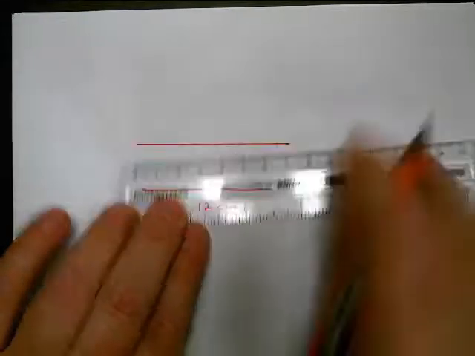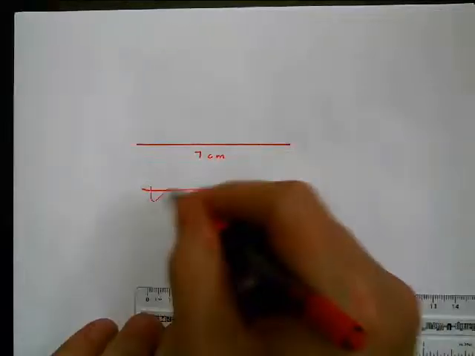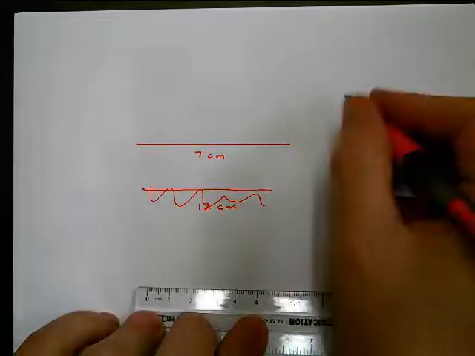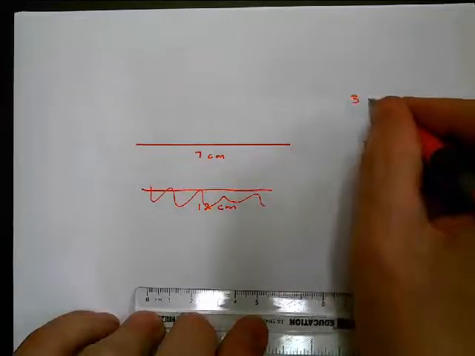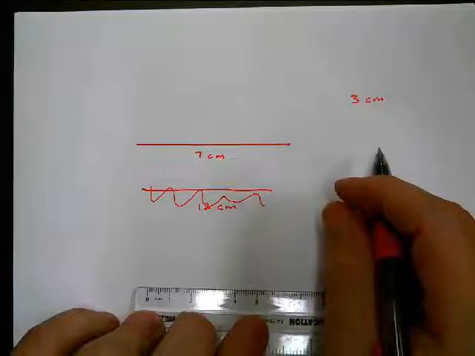So there's 7 centimeters. Now let's say that I had two other sides. One of those sides was 3 centimeters, and the other side was 2 centimeters.